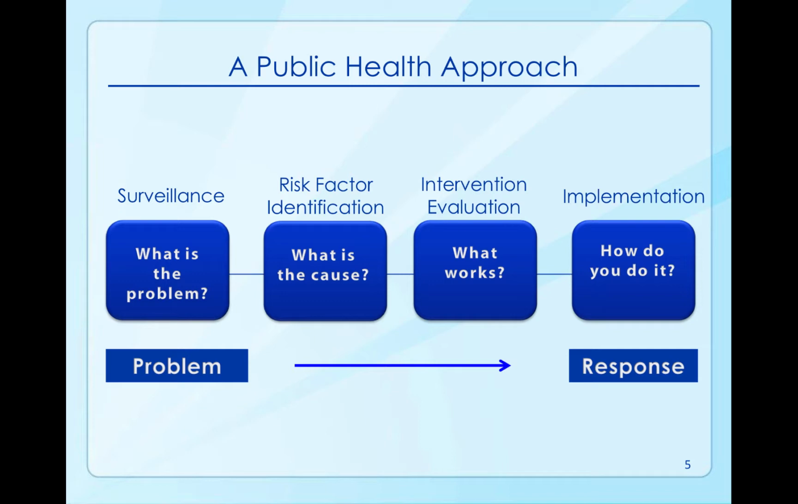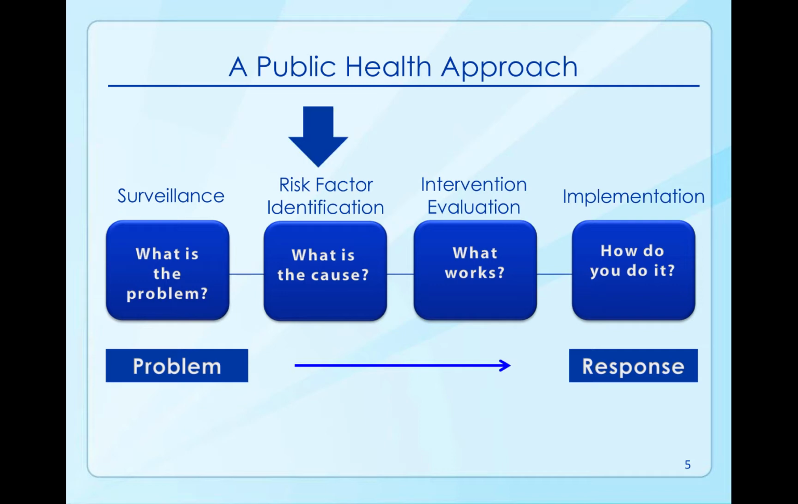Regardless of the topic that we're looking at, epidemiologists take the same approach to public health problems by following 4 general steps. First, they're going to look at surveillance. So what is the problem? Try to identify. In public health, problems are identified by using surveillance systems to monitor health events and behaviors that are occurring among a population.